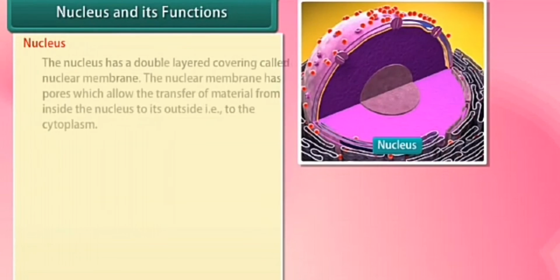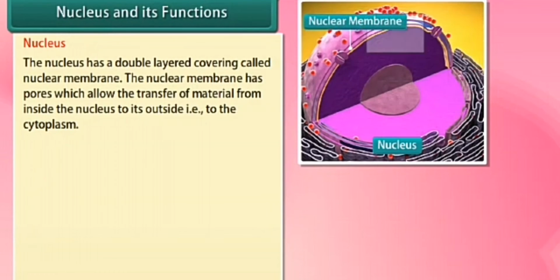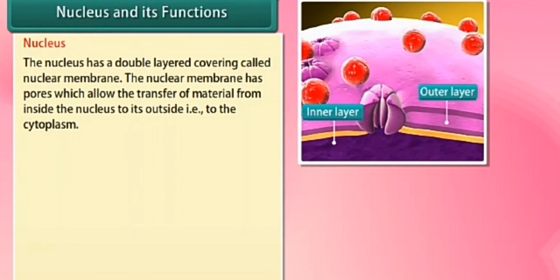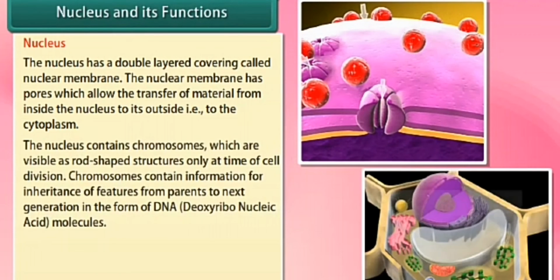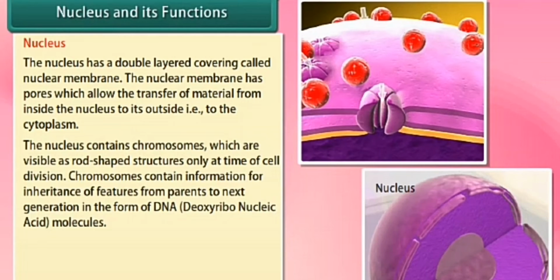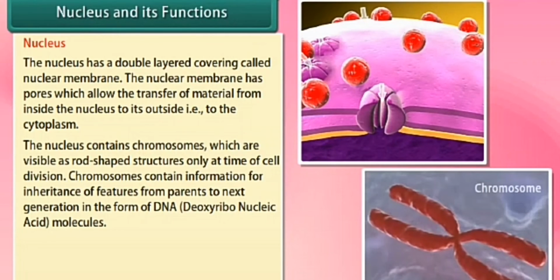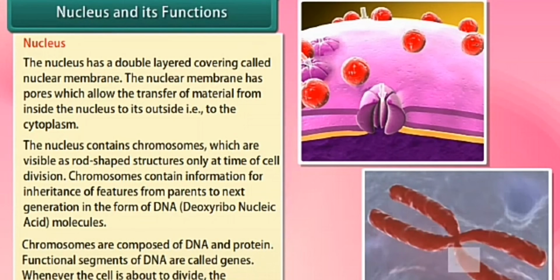Nucleus. The nucleus has a double-layered covering called nuclear membrane. The nuclear membrane has pores which allow the transfer of material from inside the nucleus to its outside, that is, to the cytoplasm. The nucleus contains chromosomes, which are visible as rod-shaped structures only at the time of cell division. Chromosomes contain information for inheritance of features from parents to the next generation in the form of DNA, deoxyribonucleic acid molecules. Chromosomes are composed of DNA and protein.